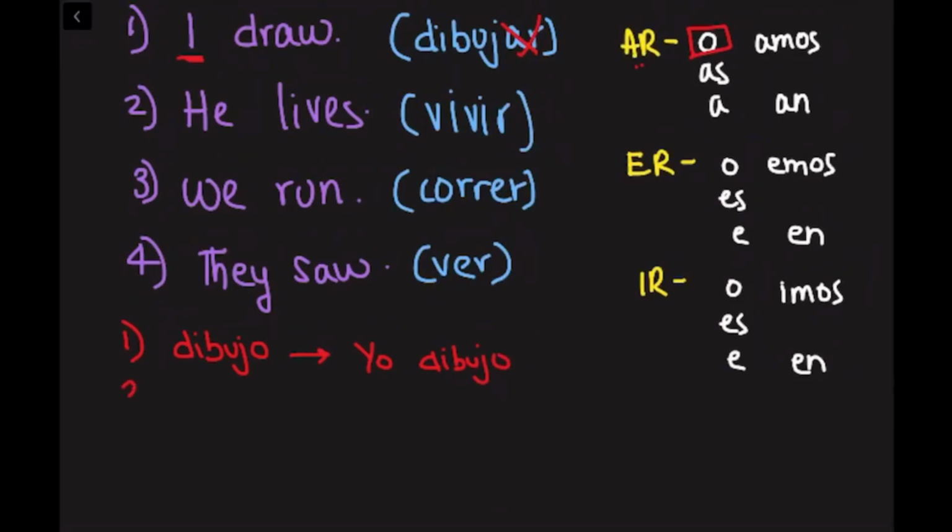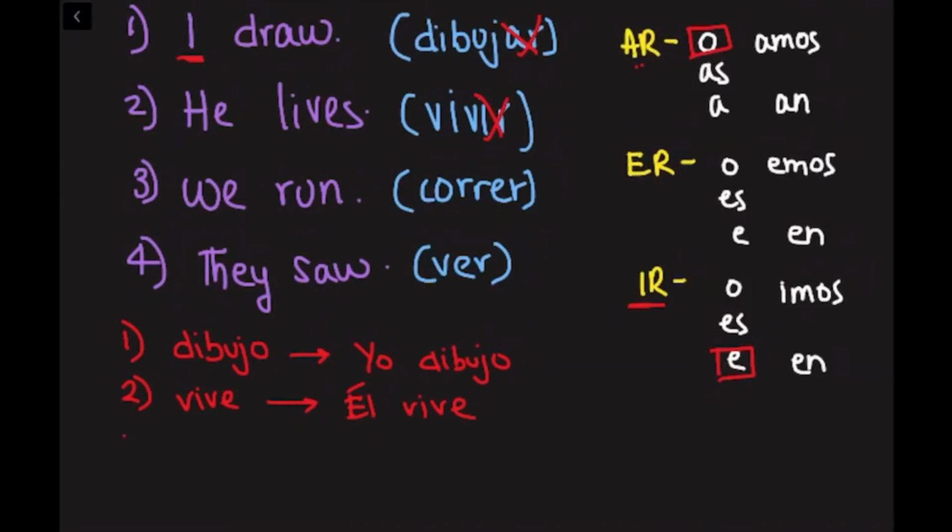Now, the second one. Here the verb is vivir. To find the stem, I cross out the I and the R, and I end up with viv. Now I see that this is an IR verb, and I'm looking at the él form because it's he. So I go to the table, and I see that it ends in an e. So I add an e to the end, and I end up with the verb vive. So the sentence translated would be, él vive.